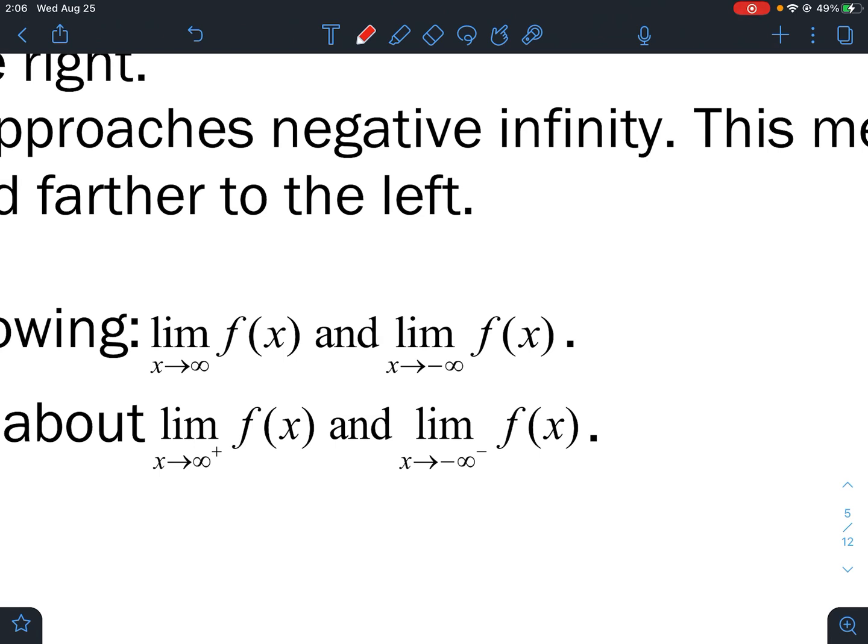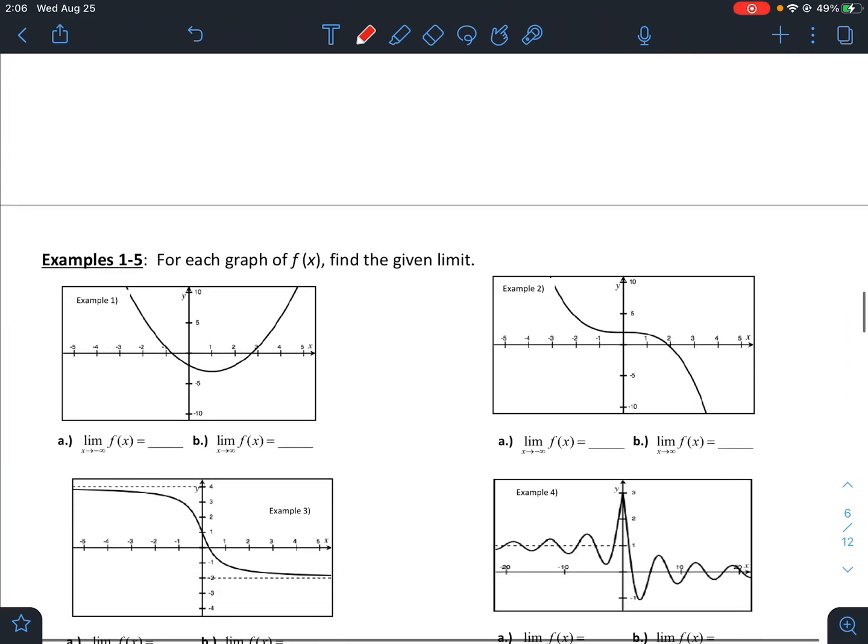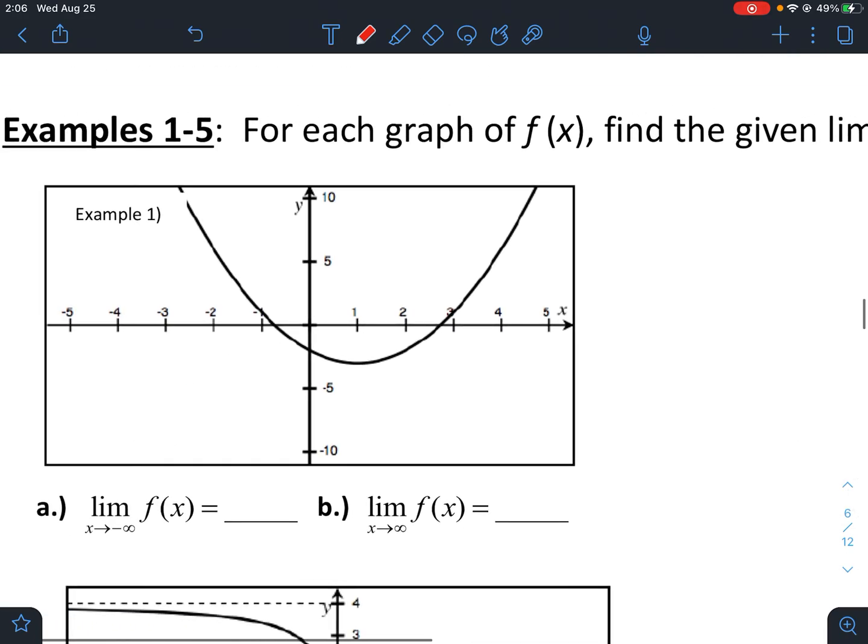It doesn't really make sense to talk about approaching infinity from the right. That's not possible. Or approaching negative infinity from the left. That's also not possible. So let's take a look at a couple graphs here and see if we can figure out these limits.